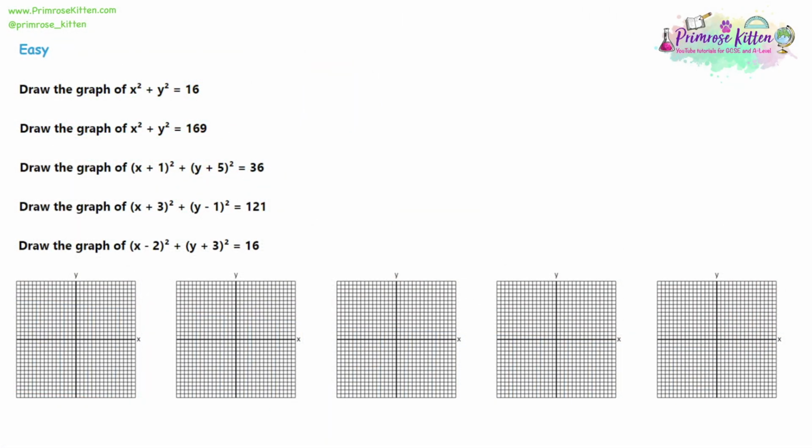We're going to have a look at the equation of a circle, and there are 2 things you need to know to draw a circle. The first thing is the centre of the circle, and the second is how long the radius is, so kind of like how big the circle is, how wide it is.